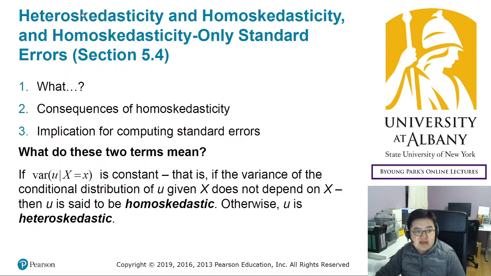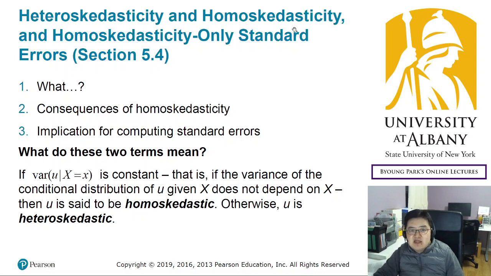Heteroskedasticity, so skedasticity, I don't know where it originated from, maybe Greek, Latin, I'm not so sure. But skedasticity is volatility, dispersion, and spread. It means something like that. You can think of it as a variance. So heteroskedasticity means the error term has different volatility or different variance over different groups.